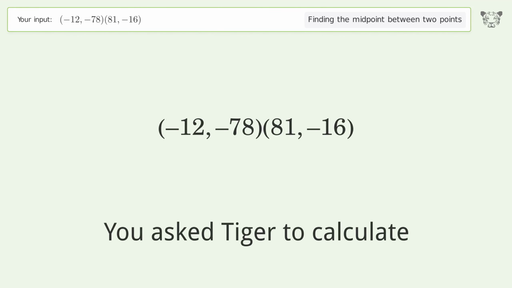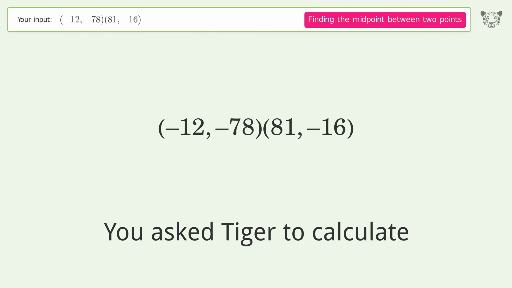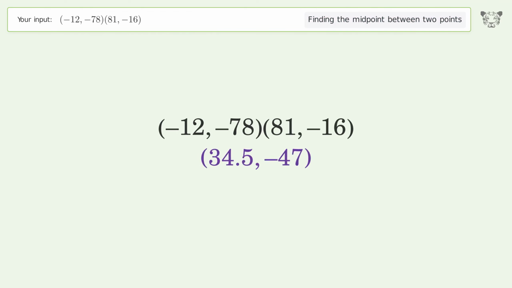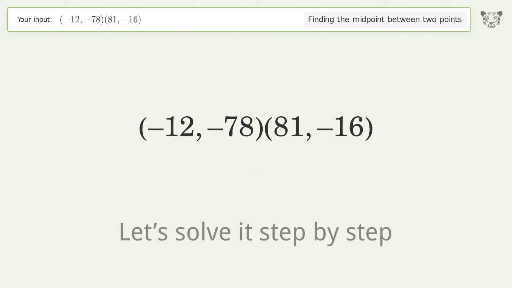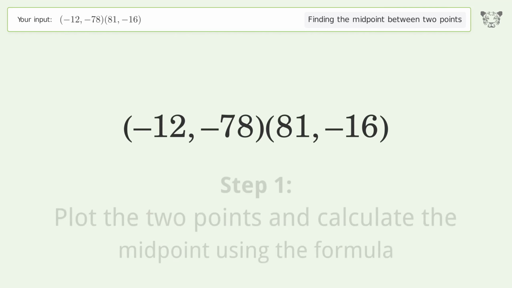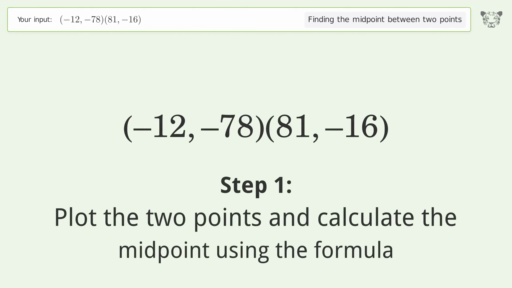You ask Tiger to calculate. This deals with finding the midpoint between 2 points. The midpoint between the 2 points is 34.5, -47. Let's solve it step by step. Plot the 2 points and calculate the midpoint using the formula.